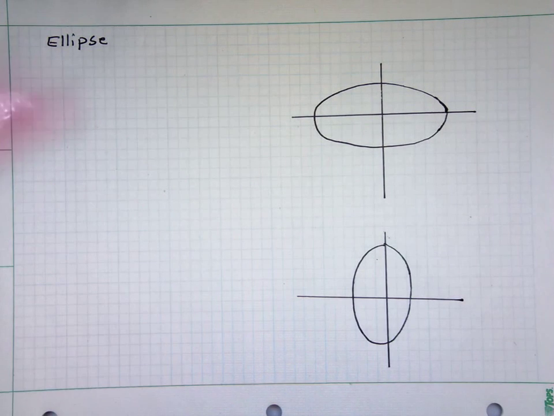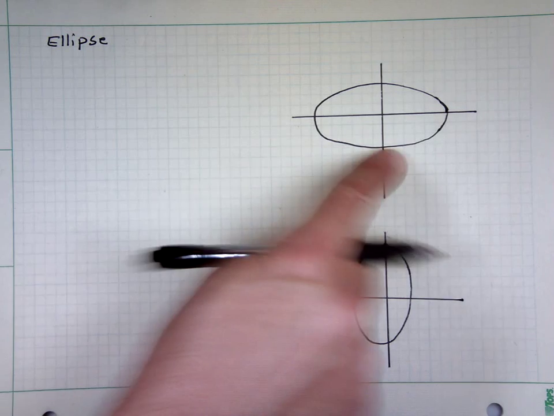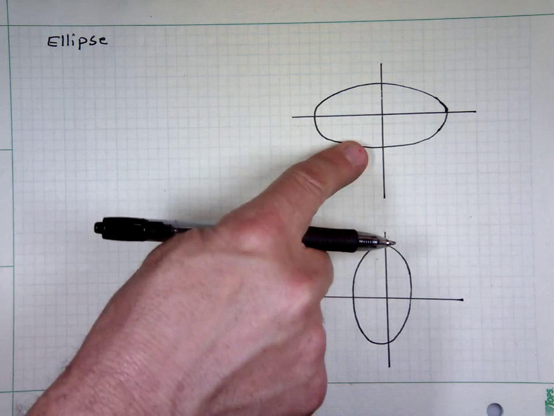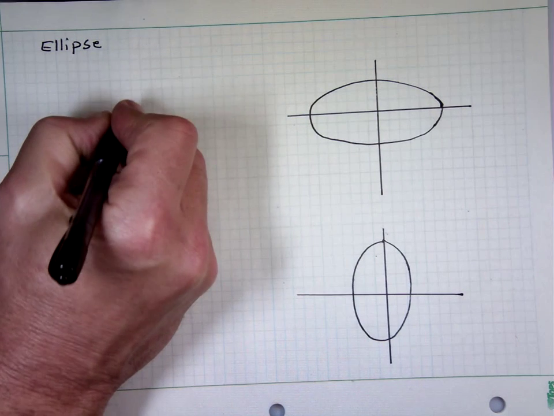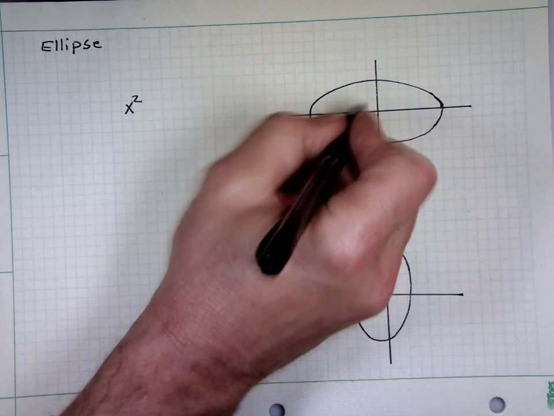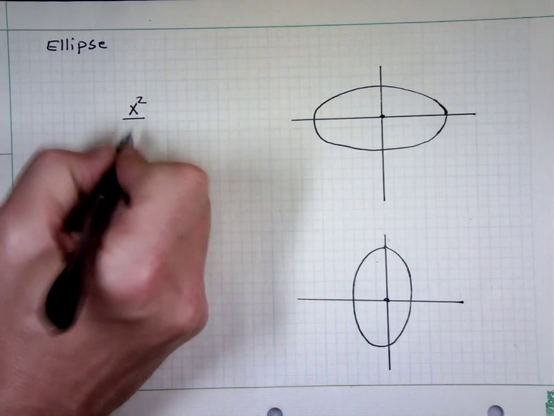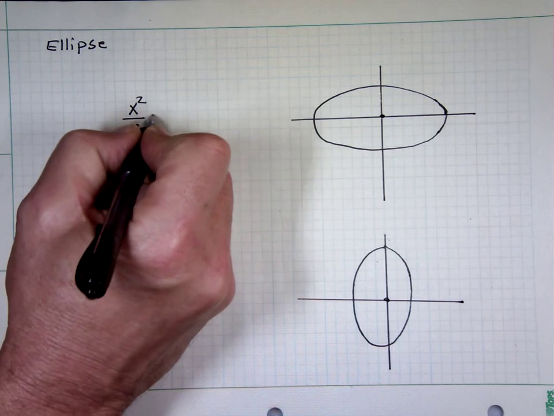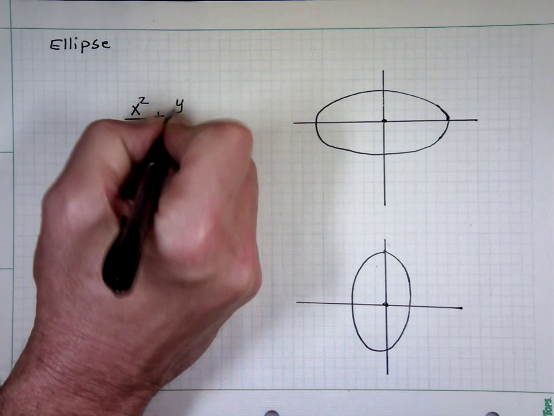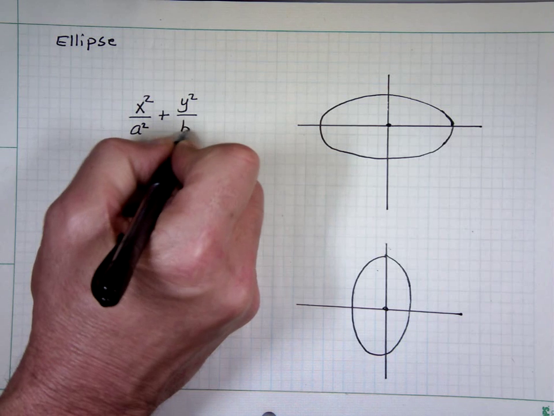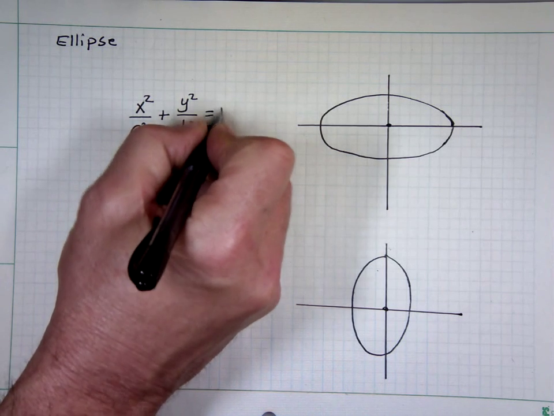And just like the parabola, based on the shape, we can tell you what the equation is going to be. If it's like this one, the standard form for an ellipse is x squared. Notice my center is right here for both of these. So it's x squared over a squared plus y squared over b squared is equal to 1.